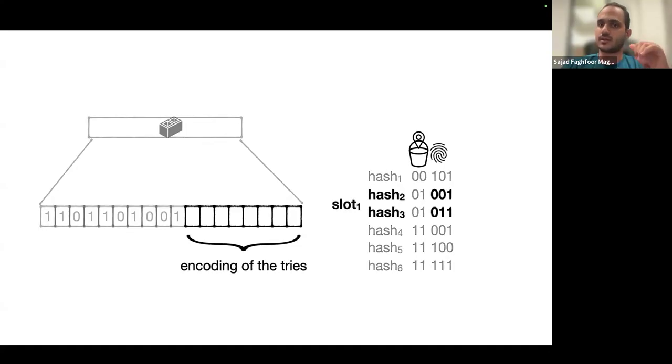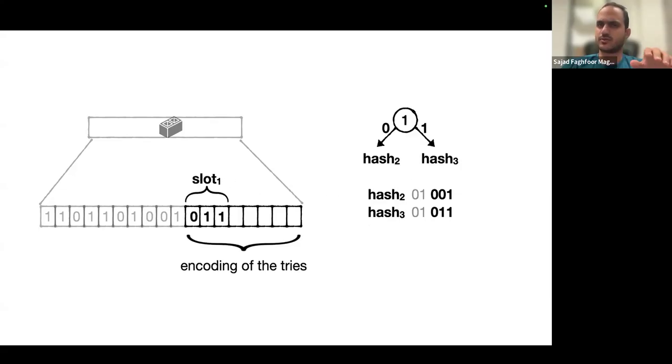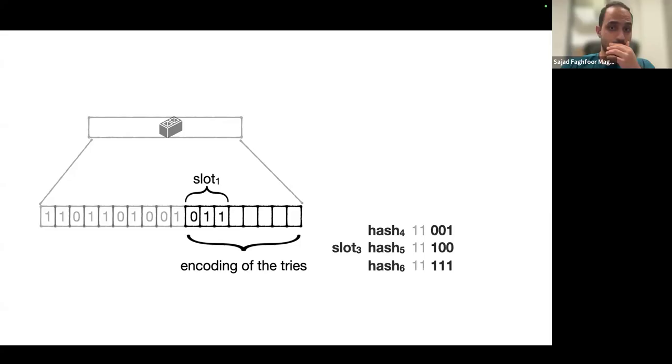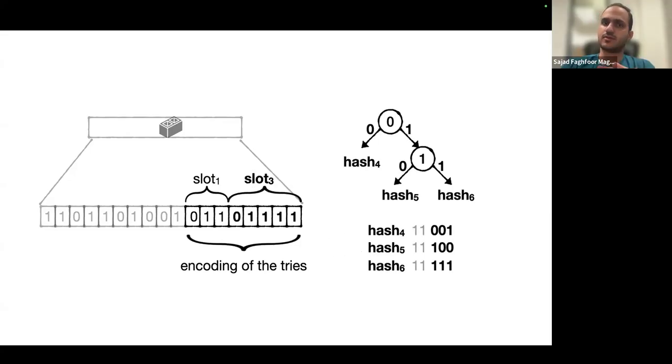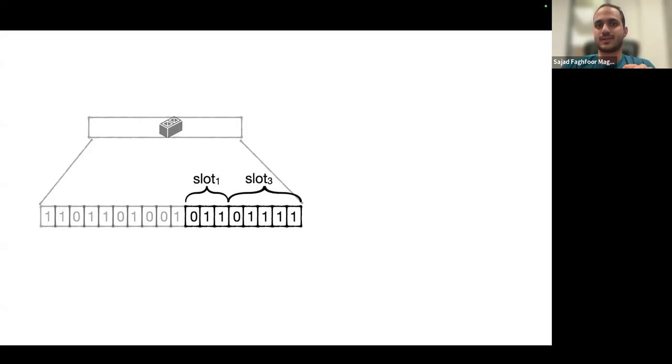So in this case, slot 1 has 2 entries, which we know how to build a trie for and how to encode. We store the encoding at the beginning of this structure. Also, slot 3 has 3 entries. We build a trie for that and store the encoding at the end of the block. So this is going to be our block structure at the end.